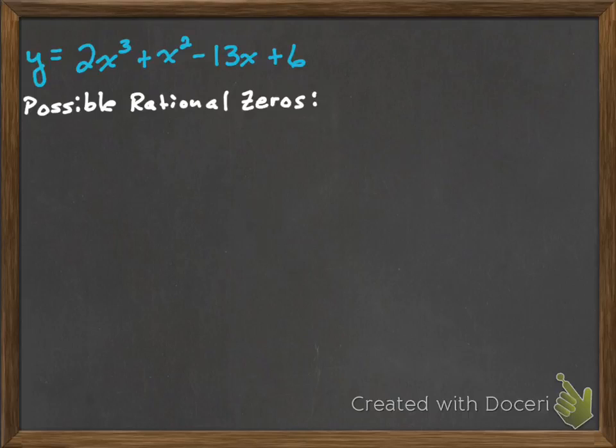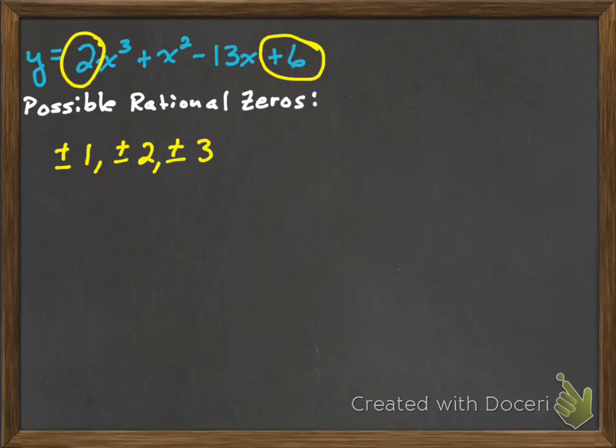We have y equals 2x cubed plus x squared minus 13x plus 6. So we are only concerned with the constant term and the leading coefficient. Factors of the constant are going to be ±1, ±2, ±3, and ±6. The factors of the leading coefficient are going to be ±1 and ±2.